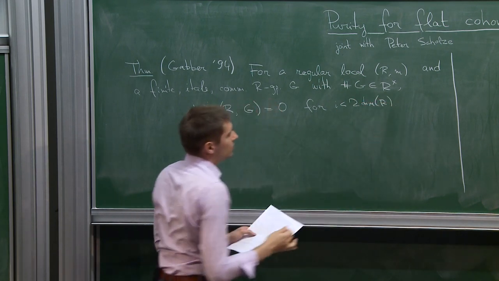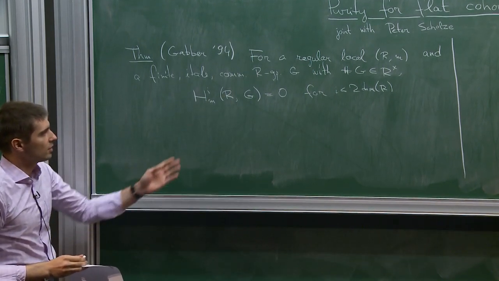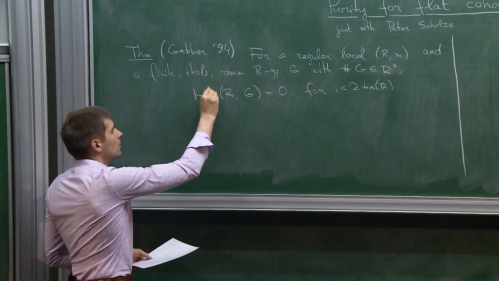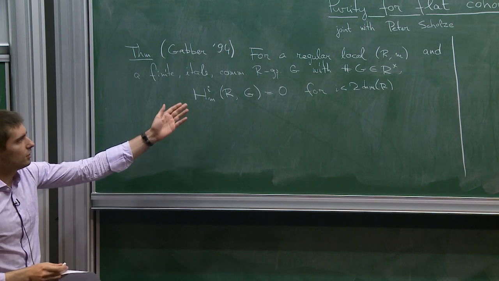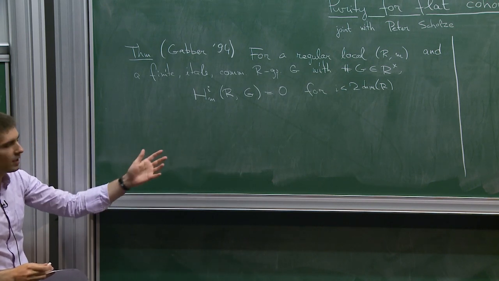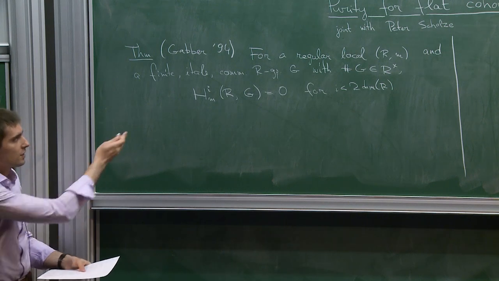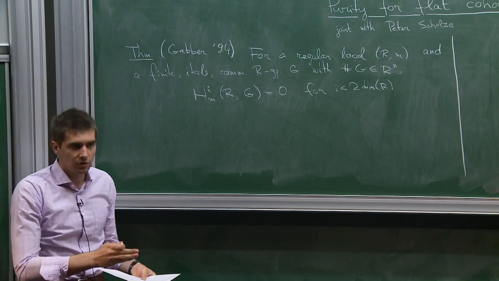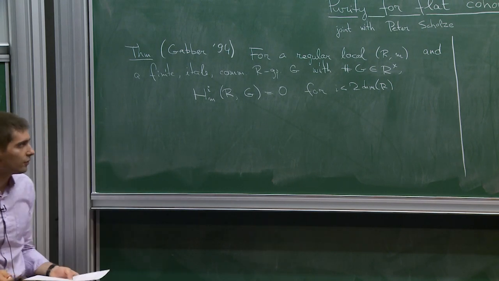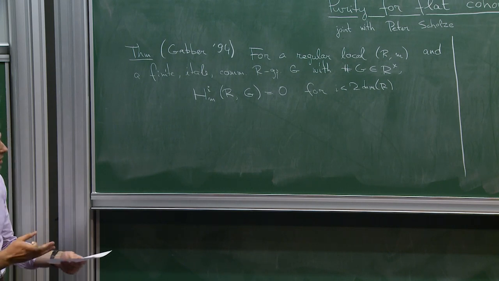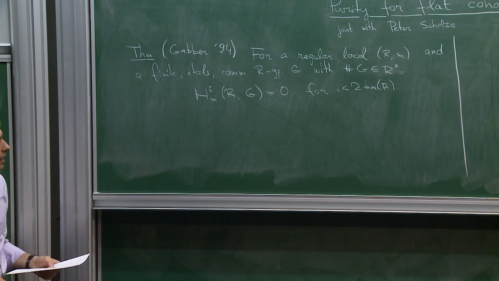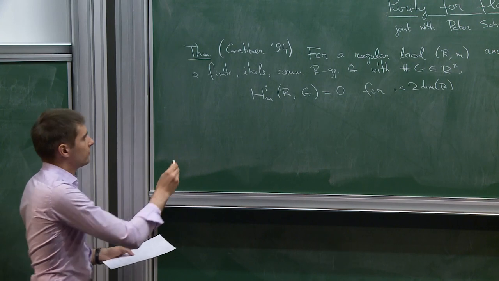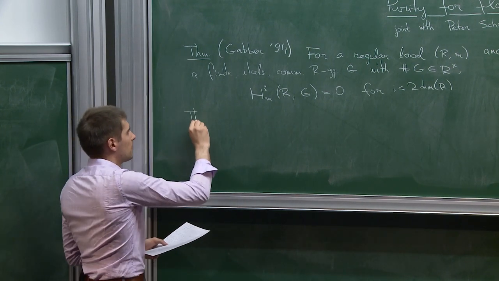And in fact, there's a sharper version which also describes the top degree, twice the dimension, and above twice the dimension it also vanishes. This is stated here in the local setting, but if one has a global regular scheme, then this kind of result says that étale cohomology classes can be extended over closed subschemes of large enough codimension in comparison to the degree of the cohomology class. Hence the name purity. And the result I'd like to discuss is an analog of this for flat cohomology.